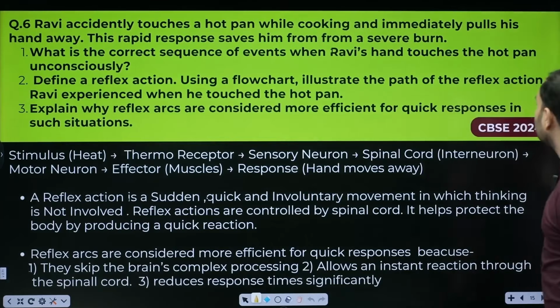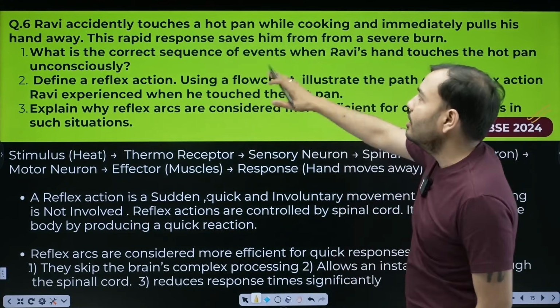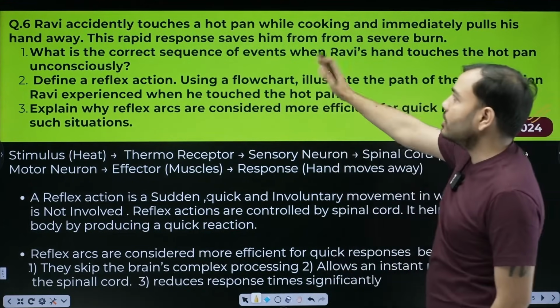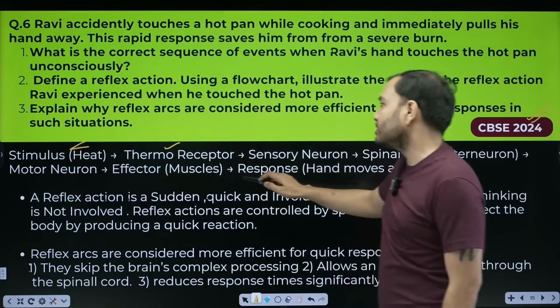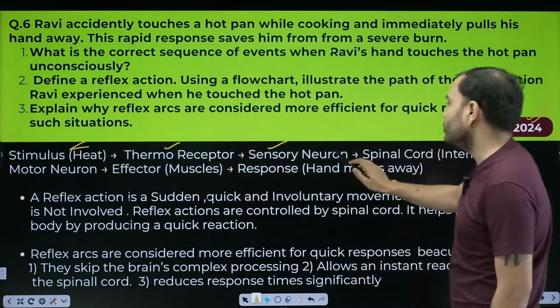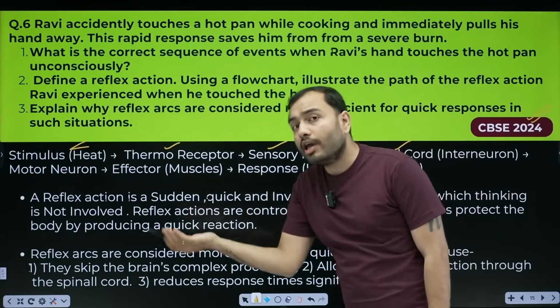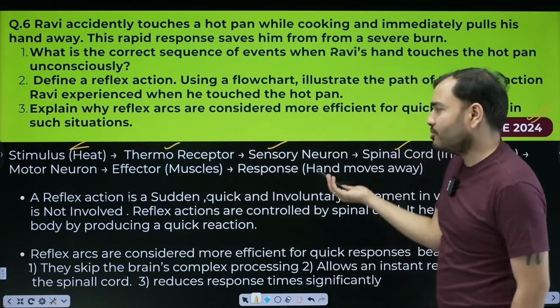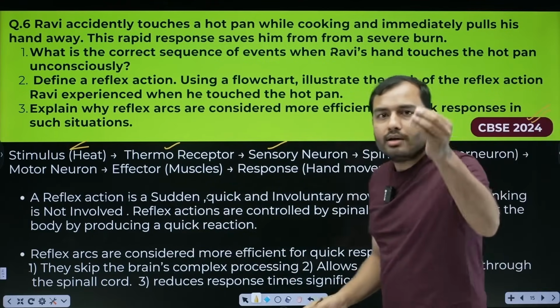Look, a similar question came in CBSE 24. It's very simple. Ravi accidentally touched a hot pen. Now he gave a rapid response. What is the correct sequence of events? So what will happen first? Stimulus, heat, then thermoreceptors, then sensory neurons. Then what will happen? Spinal cord, including the interneurons, then motor neuron. Then what will happen? Effector. Then what will happen? Response. Simple. Okay, next. Next is define reflex action. Sudden, quick, involuntary.